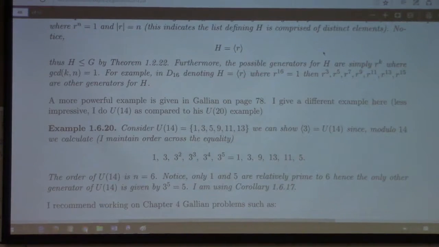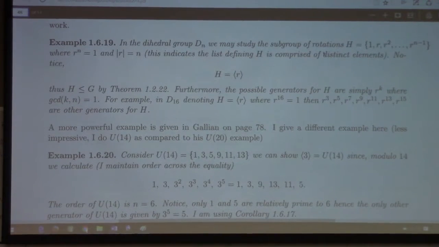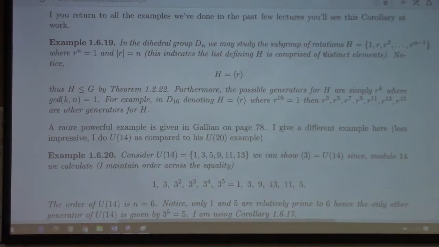While this theorem we've stated for cyclic groups, it has application to non-cyclic groups, because even in non-cyclic groups, there are cyclic subgroups. For example, the dihedral group of order 2n has a subgroup of rotations, and that subgroup is a cyclic group generated by the fundamental rotation r. But it's also generated by r to the k, where k is relatively prime to n. That's what the corollary above says.